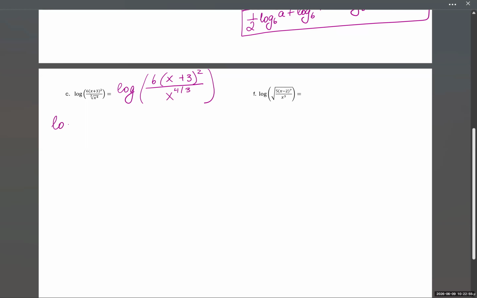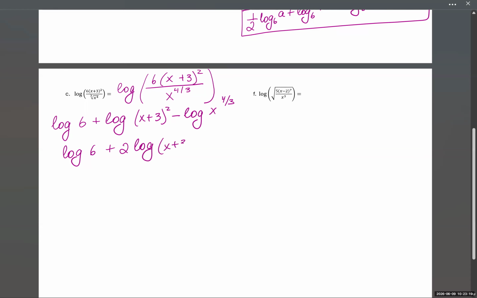Now separate the logs. Log base 10 of 6 plus log base 10 of x plus 3 squared minus log base 10 of x to the 4/3 power. Put the exponents to the front of the logs. This is log base 10 of 6 plus 2 log base 10 of x plus 3. That has to stay together. Minus 4 over 3 log base 10 of x.